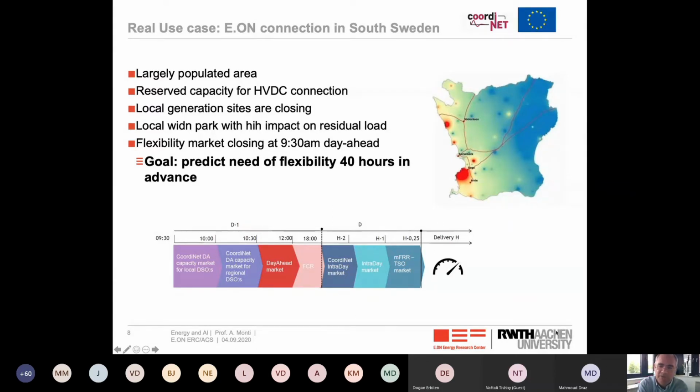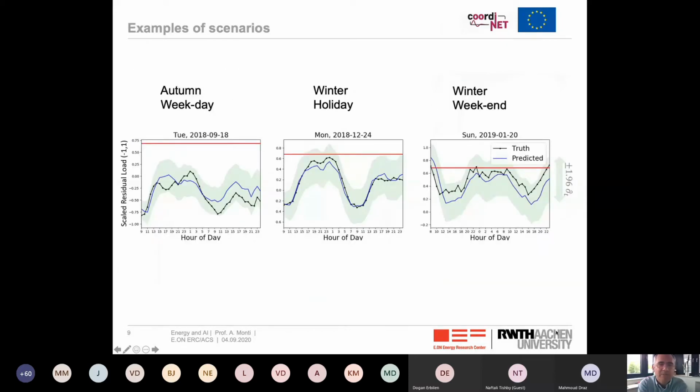The point is for the grid operator to avoid penalty because they will consume too much with respect to the contractual exchange at the point of delivery. And here we see we have been working together with the grid operator and testing a variety of prediction algorithms coming from the literature, using available data from the local operator to try to tune these models.